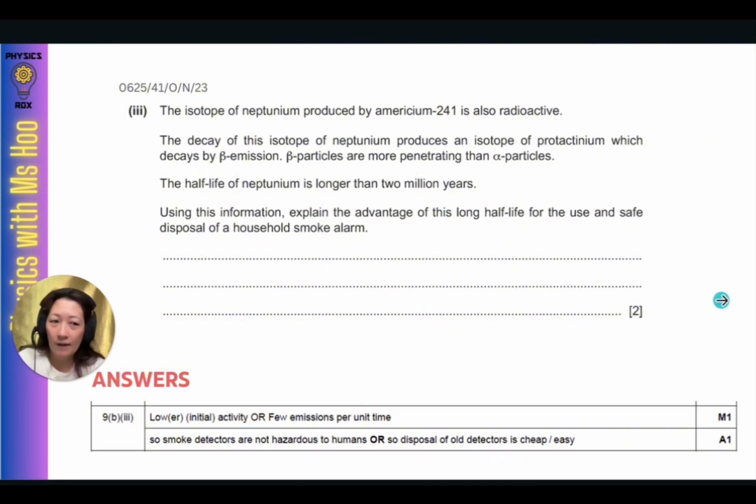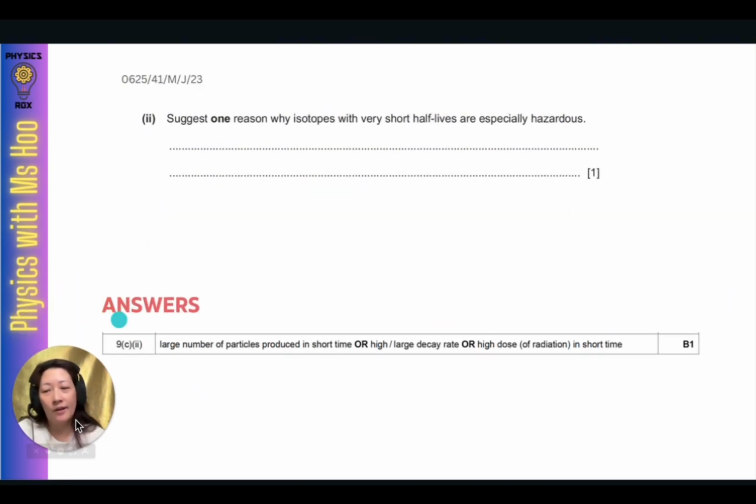What about short half-life? So here's an extract from the summer 2023 paper, Variant 1. It suggests one reason why isotopes with very short half-lives are especially hazardous. And in this case, this is the opposite of the previous question. You can see in the mark scheme here, it suggests that a large number of particles are produced in a short time, or there's a high or large decay rate, or a high dose of radiation in a short time.